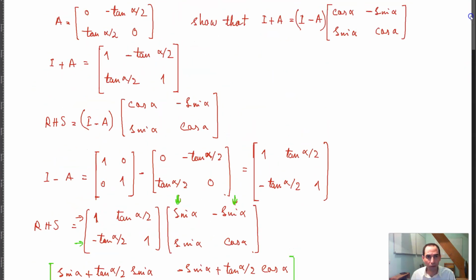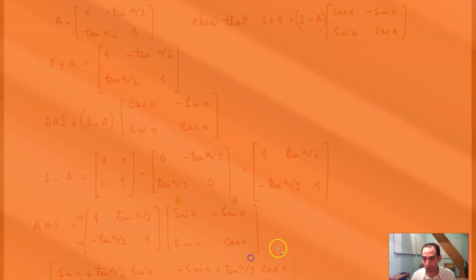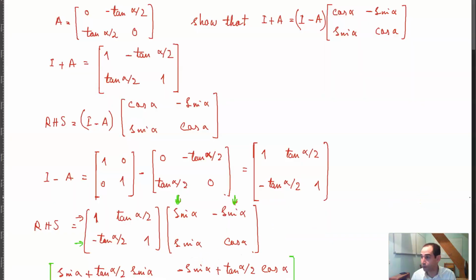Okay, question number 18. So question number 18 is basically as follows. If A is equal to the matrix 0, negative tan of alpha by 2, tan of alpha by 2, 0, you want to show that I plus A is equal to I minus A times this matrix: cos alpha, negative sine alpha, sine alpha, cos alpha.